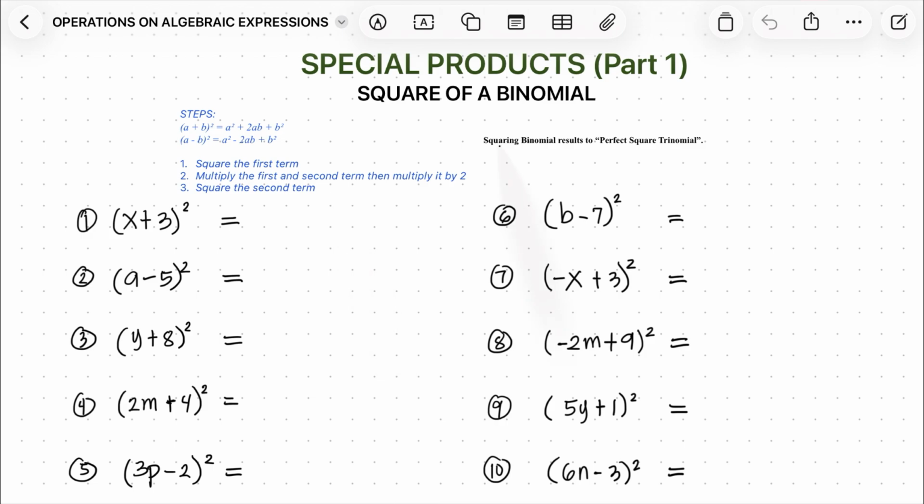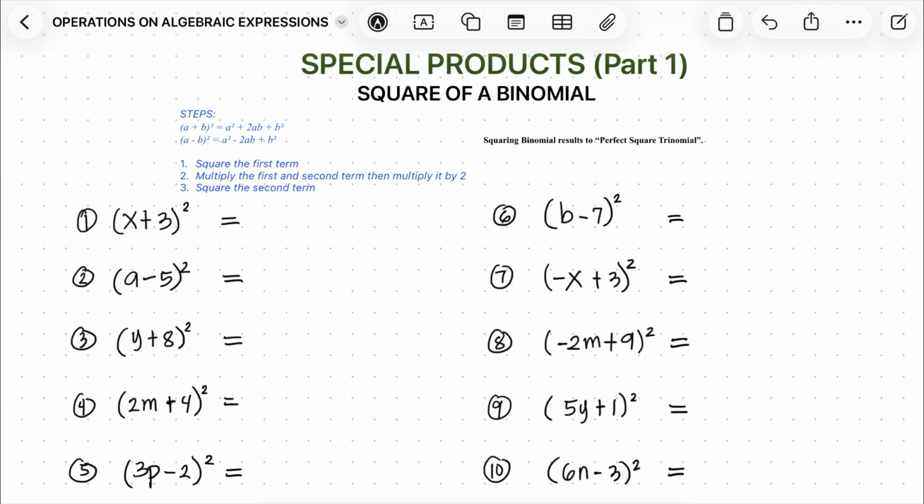Remember that squaring a binomial results in a perfect square trinomial. I repeat, squaring a binomial will give us an answer of a perfect square trinomial. So let's take a look at some examples.